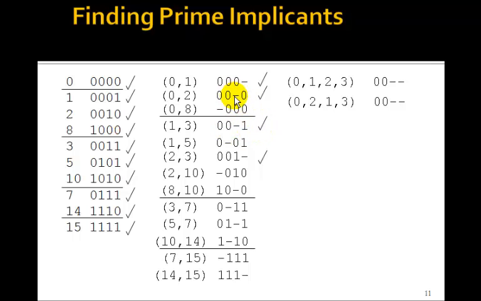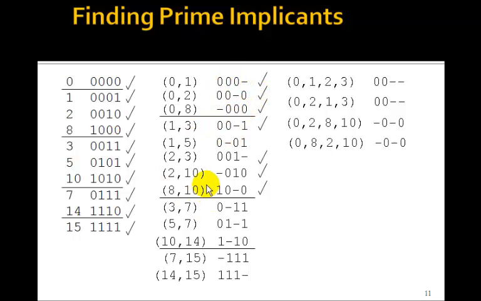Okay, how about this one with 8, 10? This would be dash 0 dash 0. That works. Dash 0 dash 0 is 0, 2, 8, 10. So we need to check off 8, 10. How about 0, 8? We have a dash. The only one it can go with is this one. How about 0, 8, 2, 10? Dash 0 dash 0. Notice these are the same, and we now check off 2, 10. Okay, that's the first group.